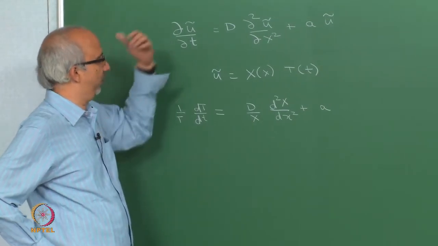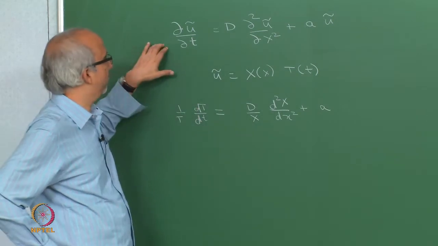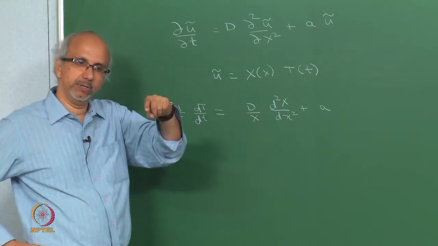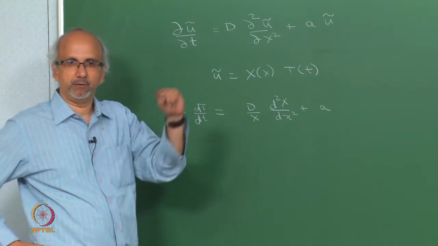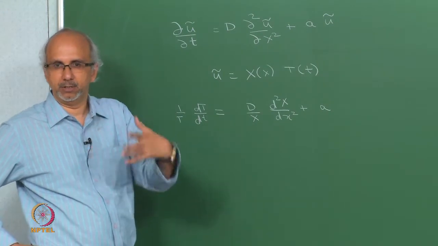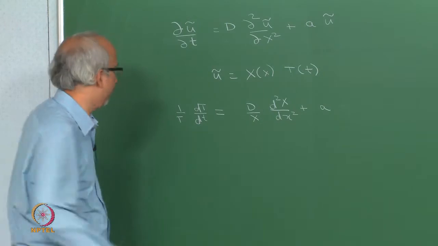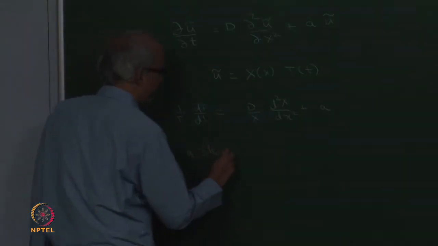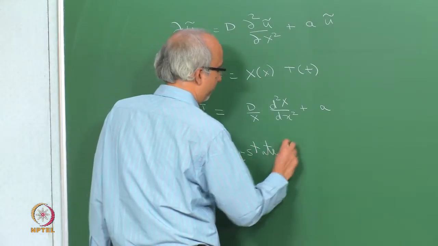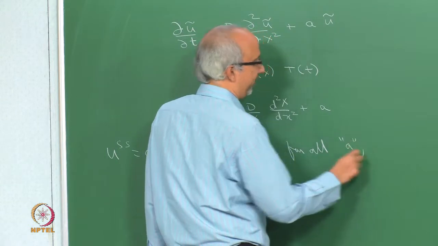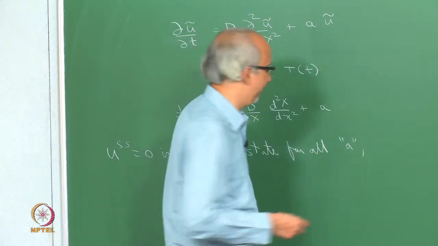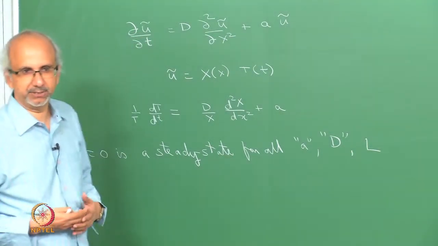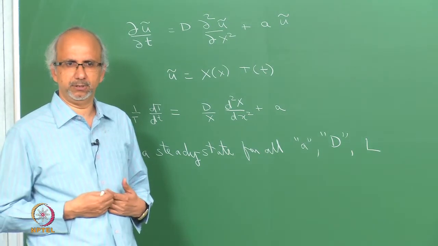And in the process, we found the steady state, we did the linearization, and this was the linearized equation. Now, what you have to remember is that U_SS equals 0 is a steady state for all values of A, D and L. It is always a steady state. That is something which I want you to remember. A is something like a reaction rate constant, D is the diffusion coefficient and L is the thickness of the catalyst. So these are the three physical parameters. No matter what you take for all combinations, this is always a possible steady state.